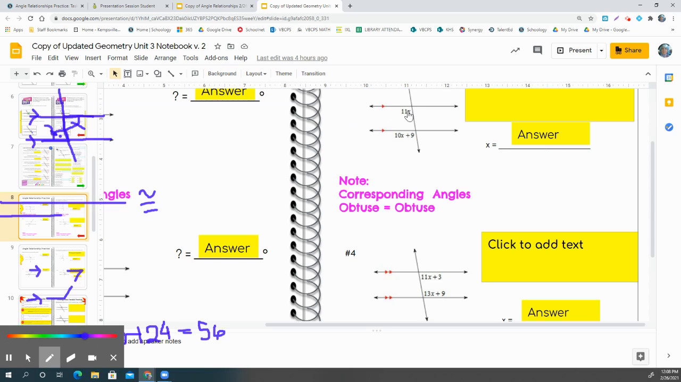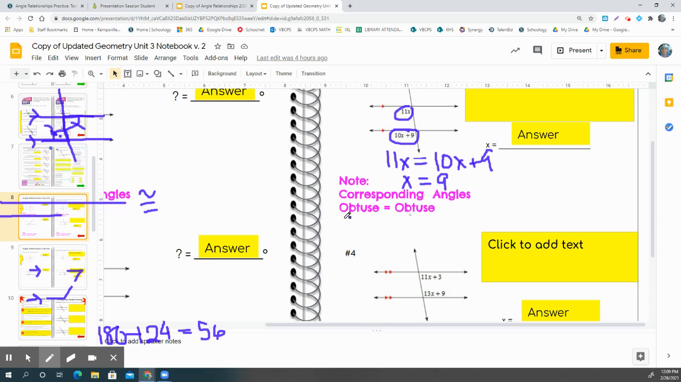So this obtuse angle up here and this obtuse angle down here, we're going to set those equal to each other. So 11x equals 10x plus 9. And what does x equal? Have we all figured that out? We subtract 10x from both sides, we get x equals 9, right? So corresponding angles are going to be the same size. Corresponding angles are always going to be congruent.